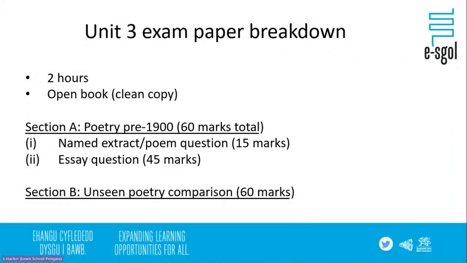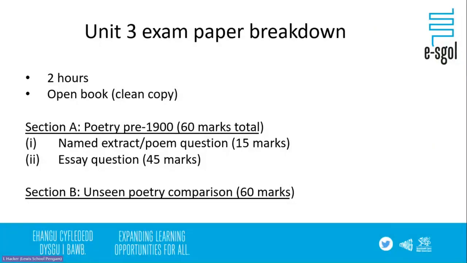So as we know, it's a 2-hour exam. It's an open book exam, so we'll take in clean copies of our poetry collection. And the exam itself is separated into 2 sections. Section A, which is 60 marks in total, is the section that is going to be on the collection of pre-1900 poetry that you have studied. And there are 2 questions there. You've got your named poem question worth 15 marks, and then the essay question worth 45 marks.